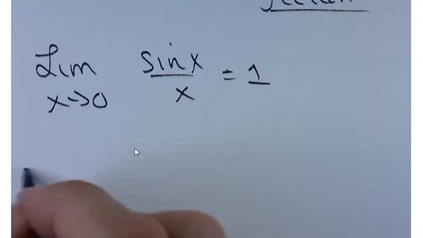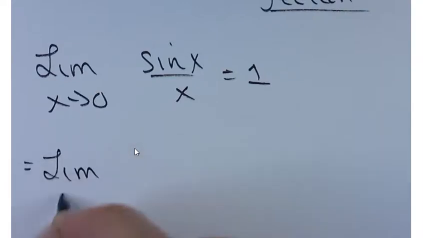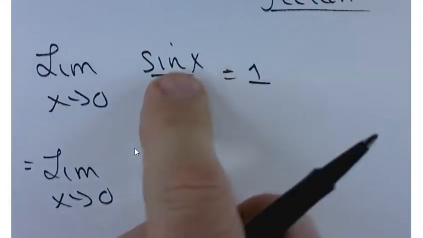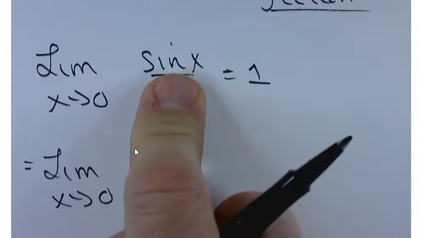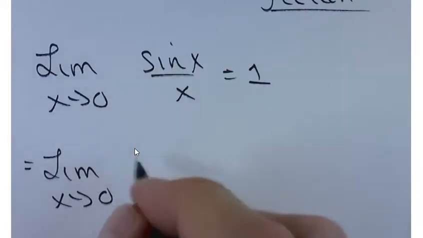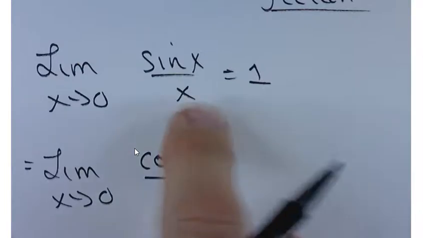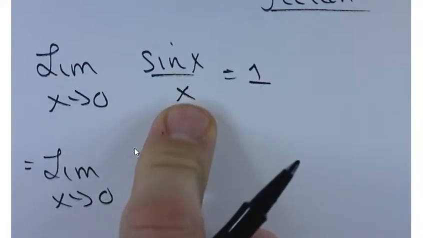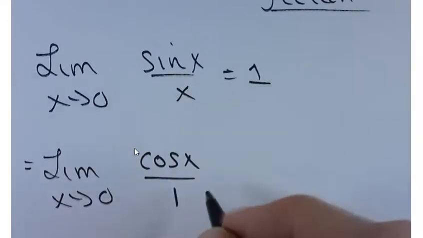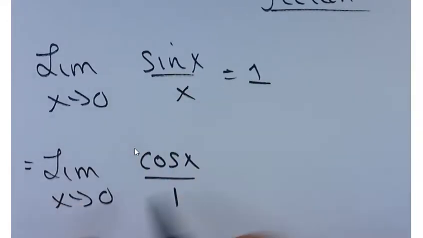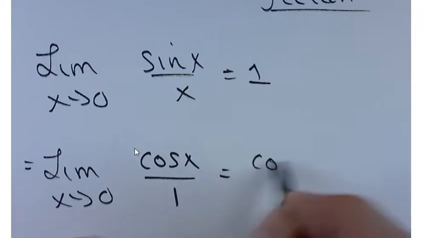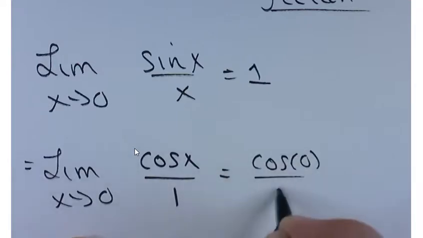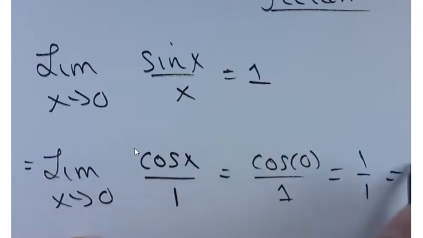So let's try it. Limit as x approaches 0. What's the derivative of the numerator? Cosine of x. All right. Without too much thinking, what's the derivative of the denominator? 1. Now, let's plug in the limit, right? What's the cosine of 0? 1. 1 over 1 is 1.